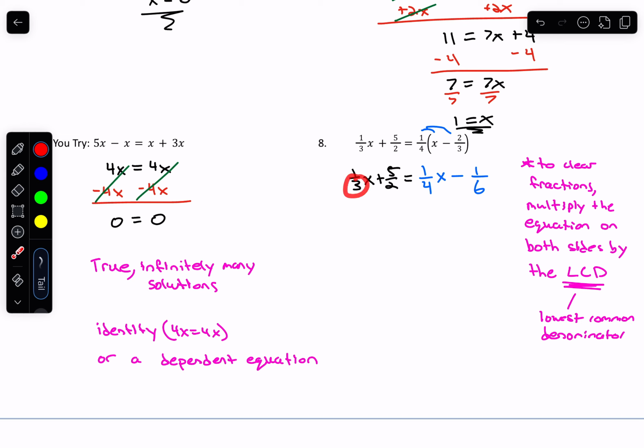So 3 and 2 are already in their prime factorizations because they're already prime numbers, but 4 is 2 times 2 and 6 is 3 times 2. If I multiply a 3 and a 2 together, that will give me 6. That means I don't need to include this 6 when I find the least common multiple, because 3 times 2 already gives me 6, so 6 is covered. But 4 is 2 times 2, so there's two 2's in there.